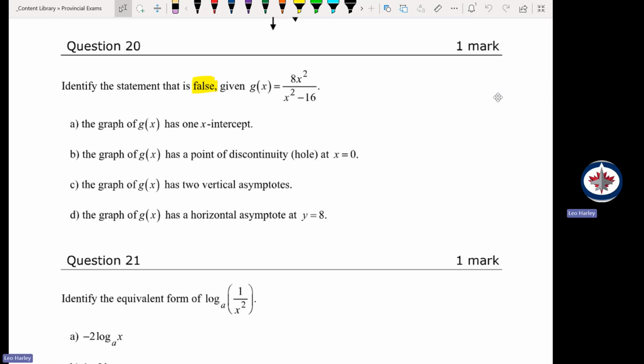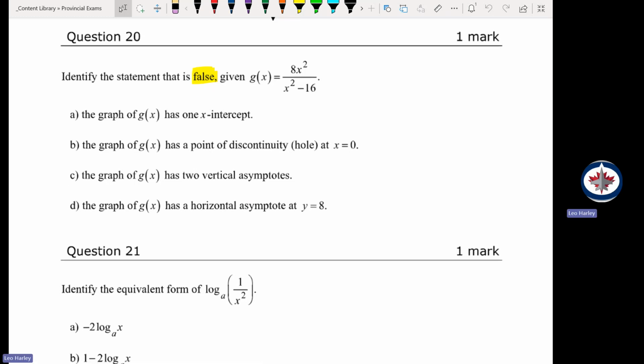Couple more. Okay. Let's take a look at question number 20. I always get nervous when they ask for false. I don't know why. I just don't like it. But which one of the following statements is actually false? So we're going to go through this. Does this graph have only one x-intercept? I'm not really even sure what's going on with this graph right now. How would we test to see if it has one x-intercept? Like, what should we do?